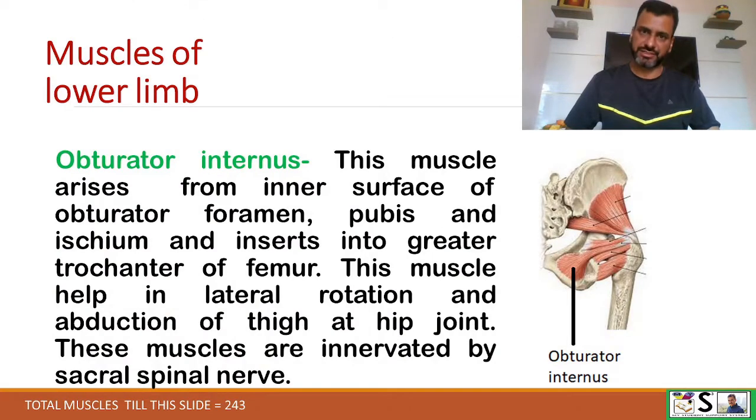Obturator internus. This muscle arises from the inner surface of obturator foramen. There is a membrane over there and it arises from there, and from pubis and ischium, and inserts into greater trochanter of femur. This muscle helps in lateral rotation and abduction of thigh at hip joint. These muscles are innervated by sacral spinal nerves.